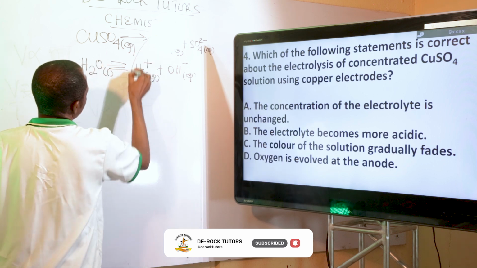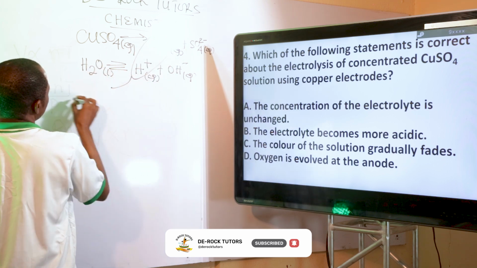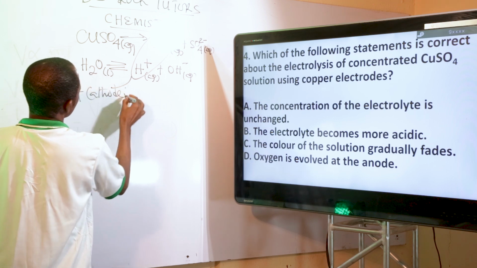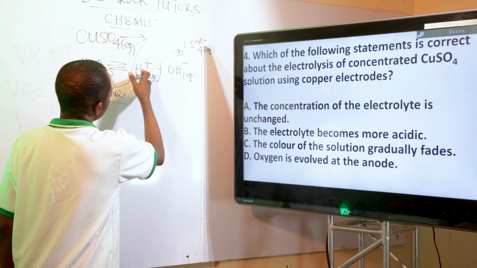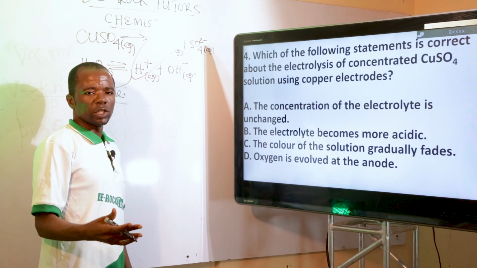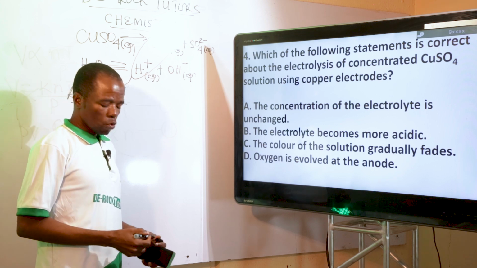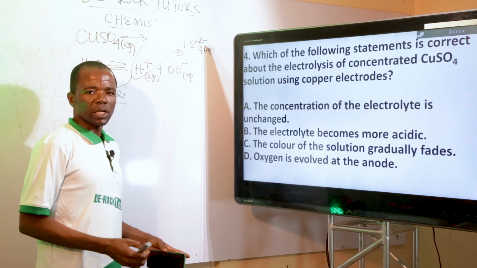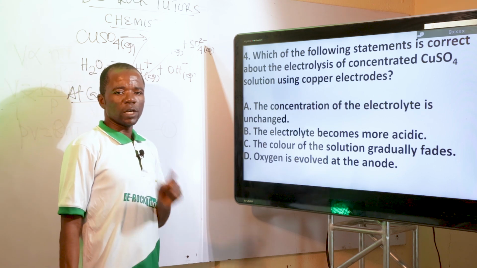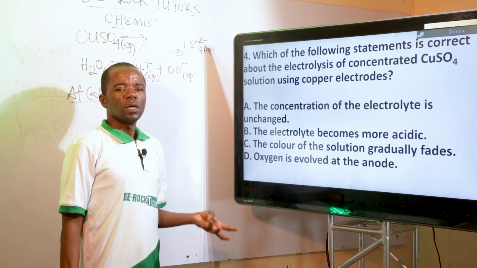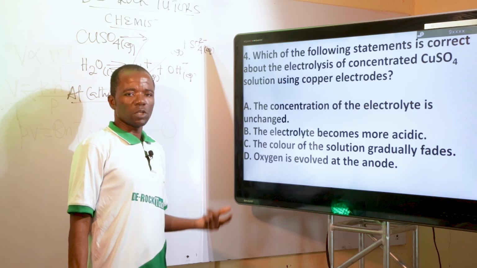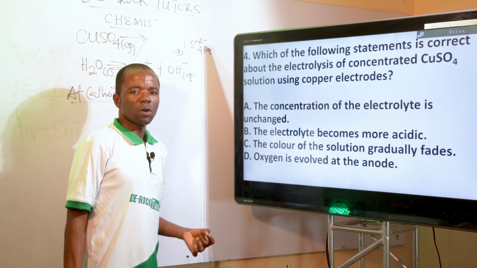Now, the cations here will migrate to the cathode. But we know that out of the two of them, hydrogen ion and copper 2 ion, only one of them will be preferentially discharged. The question now is, how do we know which of them will be preferentially discharged? There are three factors that affect preferential discharge of ions during electrolysis. Number one is the position of the ions in the electrochemical series. Number two is the concentration of the ions. And number three is the nature of the electrode.